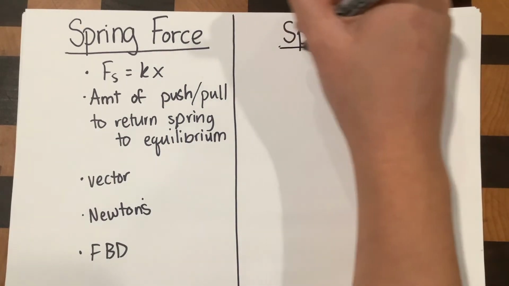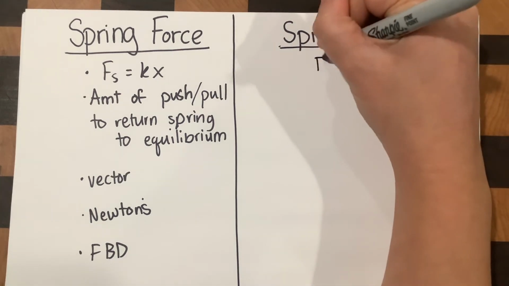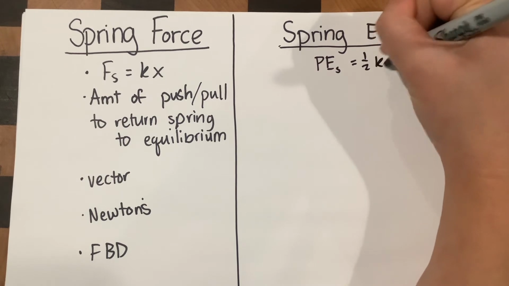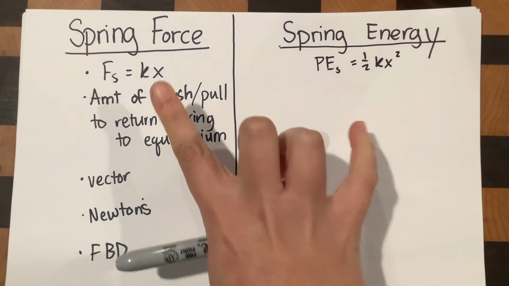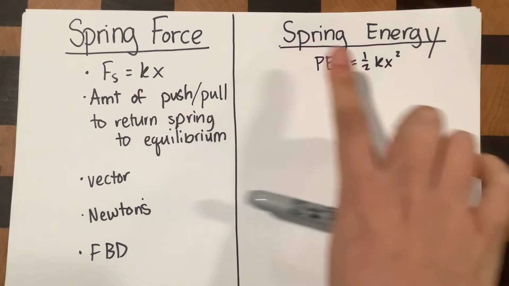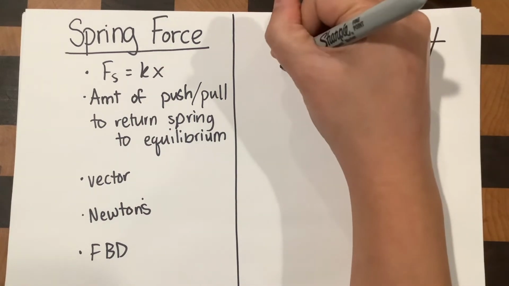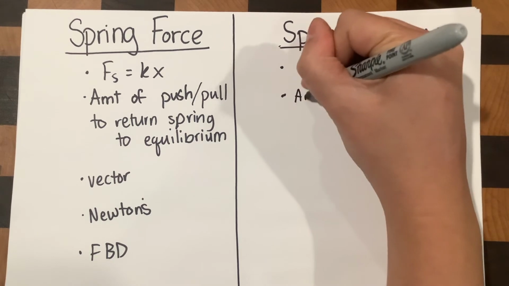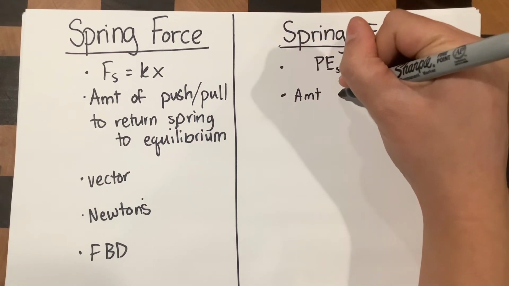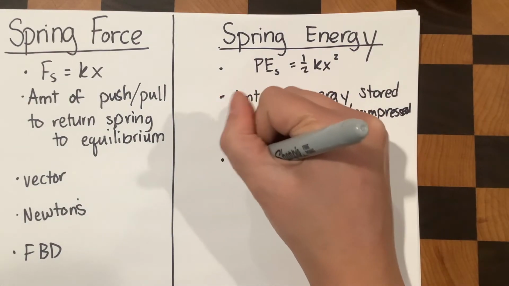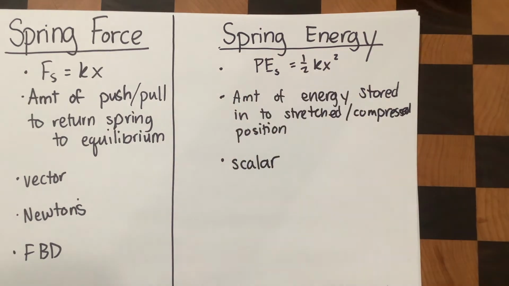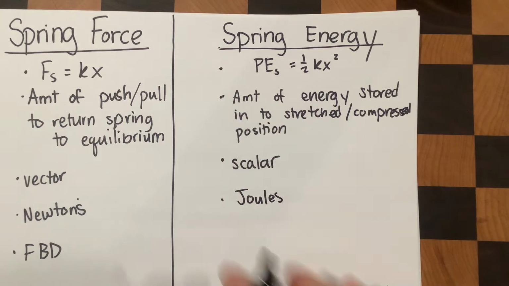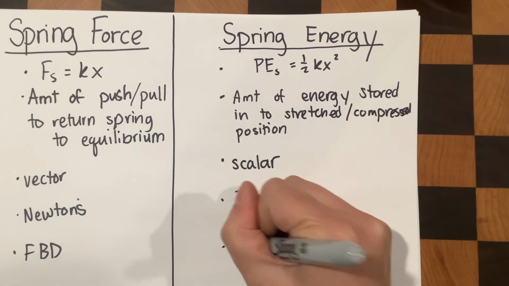But spring energy, or PES, is 1/2 kx squared. These kind of look similar because they both depend on x and they depend on k. However, spring energy is the amount of energy stored due to position. Spring energy is a scalar quantity. It's measured in joules, and it would show up frequently in an energy bar chart.